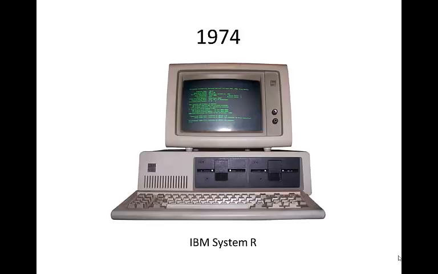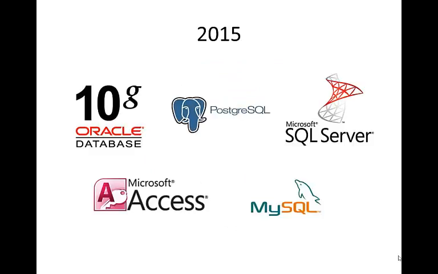So in 1974, the first commercial product, or what is generally regarded as the first relational product, was the IBM System R, which would run on a mainframe, and this would be the terminal that accessed the mainframe. I miss the old reading and writing. It takes me back to my early days. 2015, all right, we're in 2016.